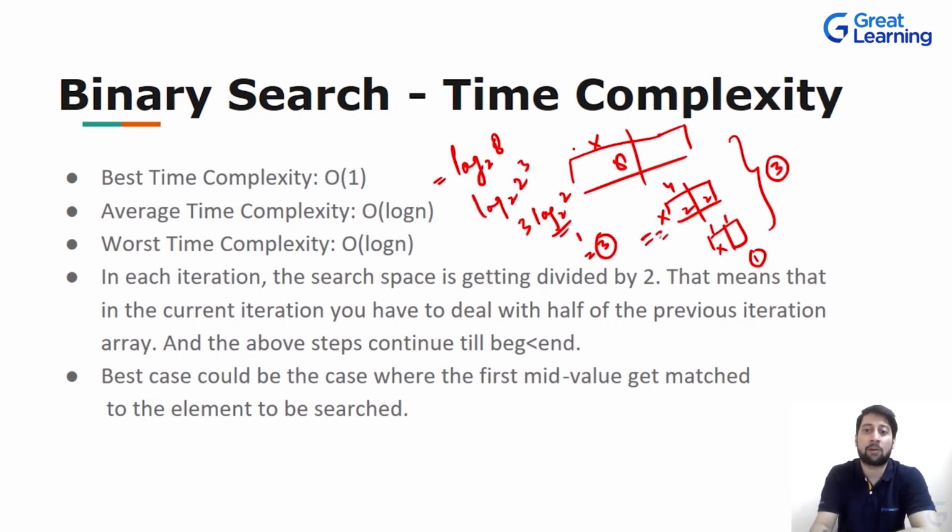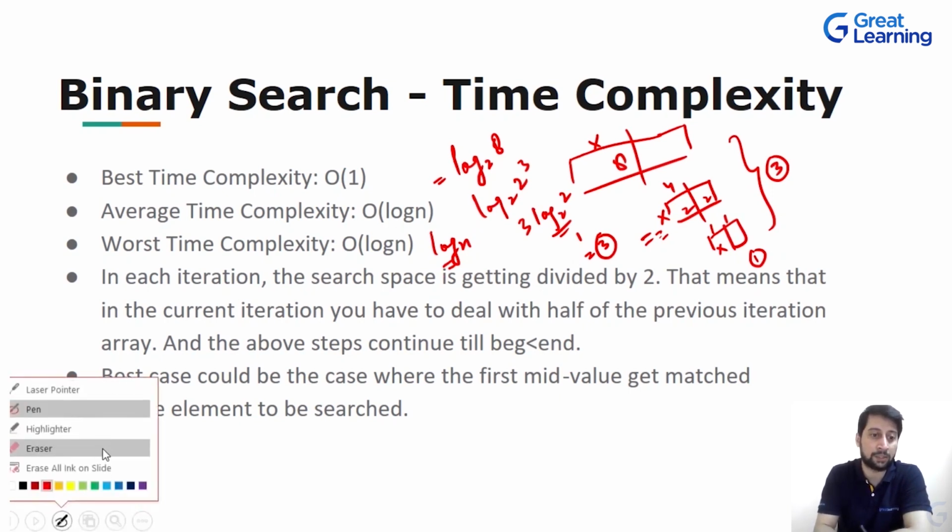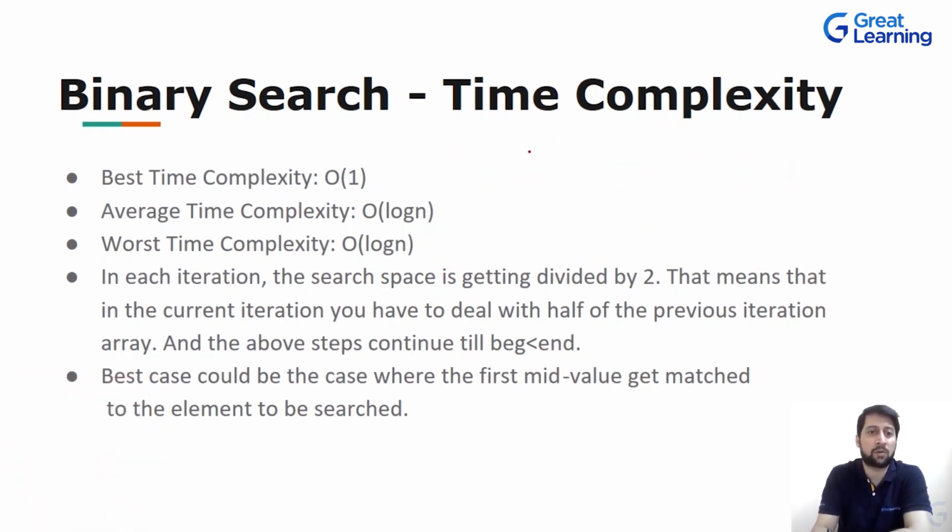That means if I talk about the worst case time complexity of binary search, it will be somewhere around log n. As we saw, in 3 steps we were able to find the element, and log 8 is also 3. So you get the point, right? The worst case time complexity of binary search is log n, and the same goes for the average case, neglecting the constant terms. It boils down to big O of log n.